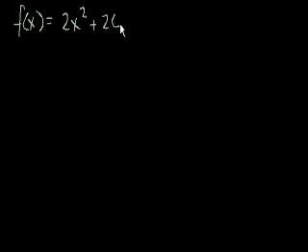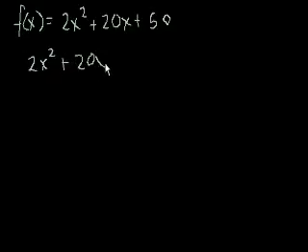Let's say I had f of x is equal to 2x squared plus 20x plus 50. So if we want to figure out where it intersects the x-axis, we just set f of x equal to 0, and I'll just swap the left and right sides of the equation, and I get 2x squared plus 20x plus 50 equals 0.